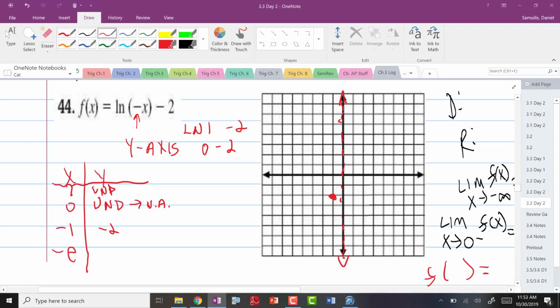Then why did I plug in negative e for x? What's ln of e again? 1. What's 1 minus 2? And then this just gives me my shape. Negative e is negative 2.718, comma negative 1. This is gold, guys, what I'm giving you.